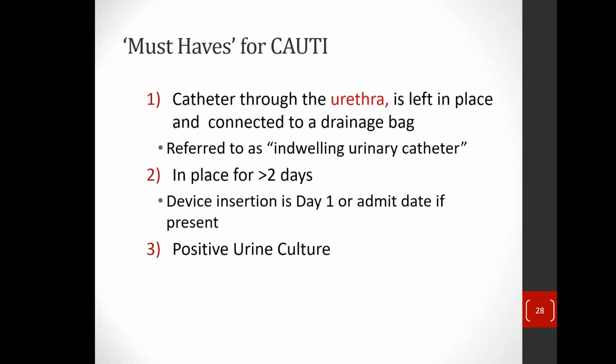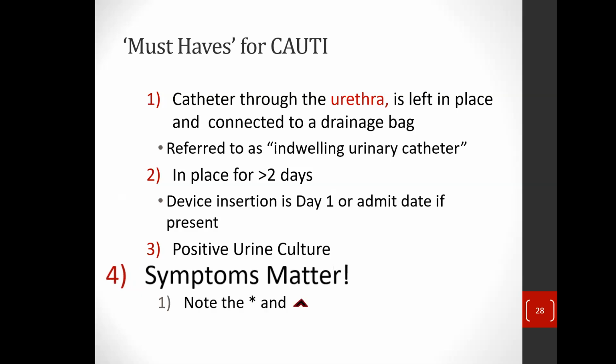Okay, we talked about our must-haves for CAUTI and practiced a few of those scenarios. Catheter through the urethra, left in place, connected to a drainage bag, in place for 2 days, and you have to have a positive urine culture. We've talked about all those different things. Now we get to the part that symptoms matter, and they matter a lot. When we're looking at the definitions, you can tell which symptoms and some extra things about those symptoms. There'll be an asterisk by it or a little caret-looking figure. I wanted to draw attention to those because those really make a difference.